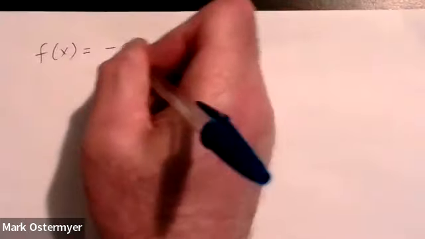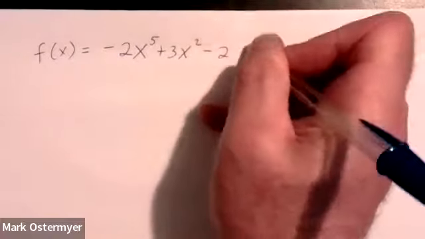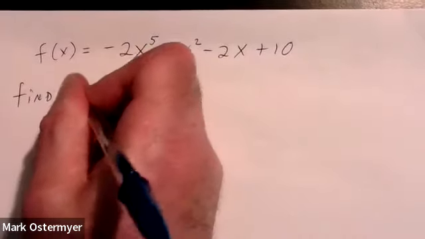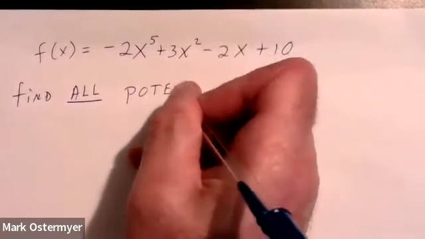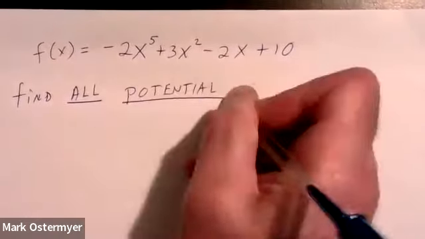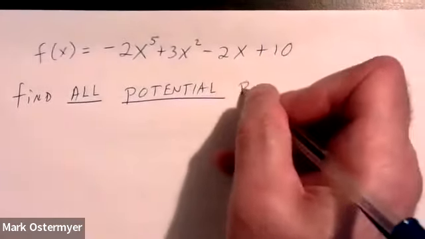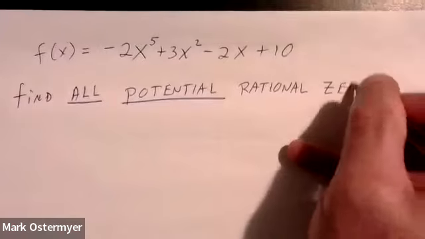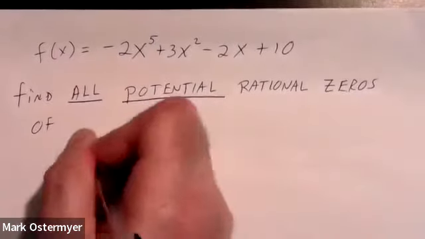Well, here we go. Suppose that I have a polynomial function f of x, which is a 5th degree polynomial. And suppose, ladies and gentlemen, I want to find all potential rational zeros. What does the word potential mean? I want to try to find all the potential rational zeros of f of x.